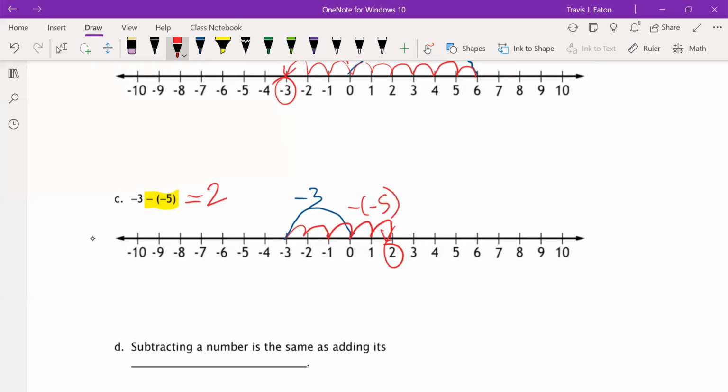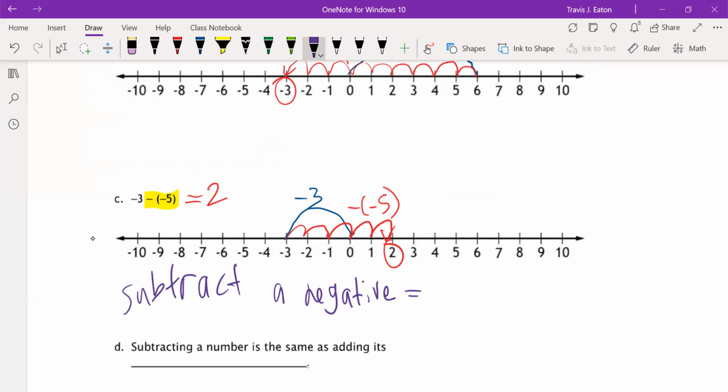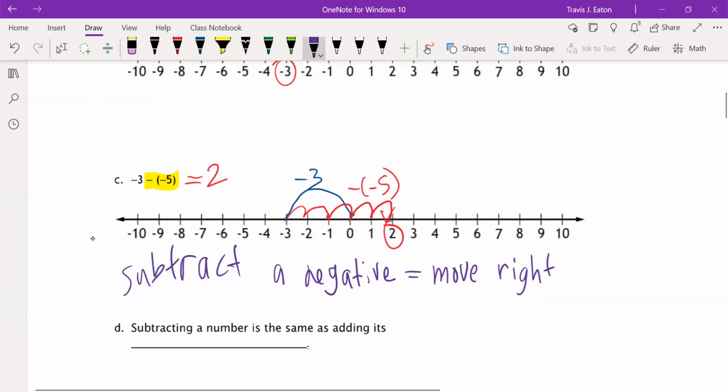All right. So remember, like I said before, when you're subtracting a positive, you move left. Let's write this down. Subtract a negative. Pardon the handwriting. Means you're going to move right on the number line. Which is interesting because the other thing that you do when you move right on the number line is when you're adding a positive. So that's interesting, but we'll get to that later.